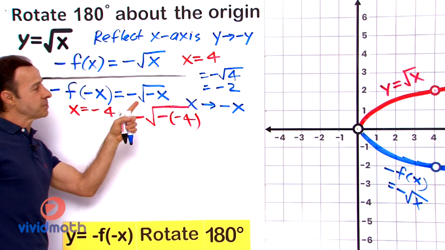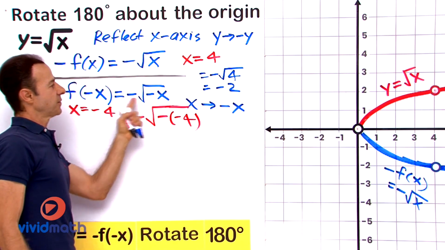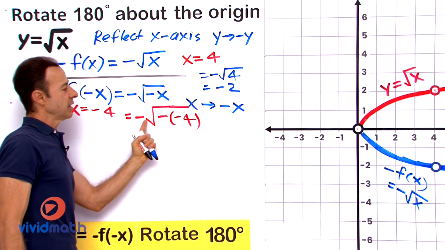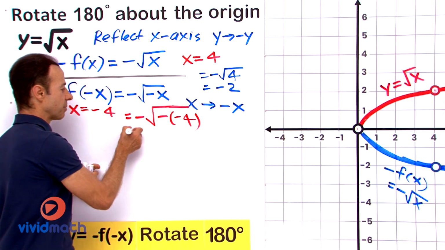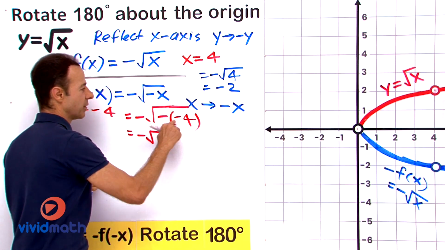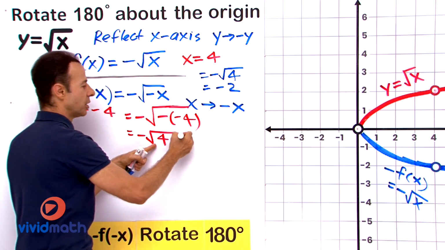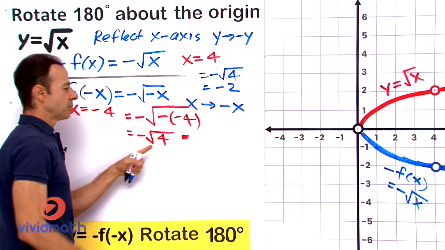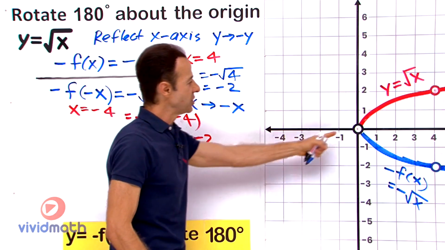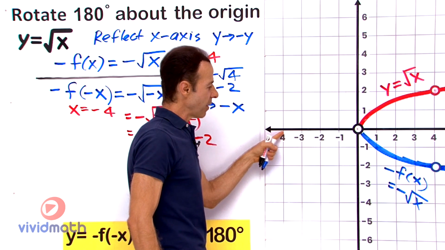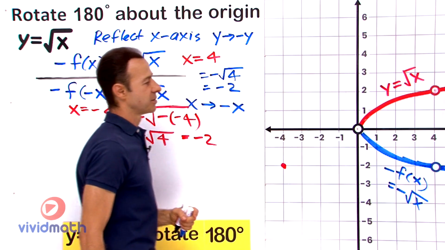So if I substitute negative 4, which is this point there, into this function right there, it becomes negative the square root of negative 4. Essentially that means it's negative the square root of positive 4. The square root of positive 4 equals what? Well, square root of 4 is 2, so negative 2. That means at negative 4, we should have a y value of negative 2, which is right about there, which makes a lot of sense.